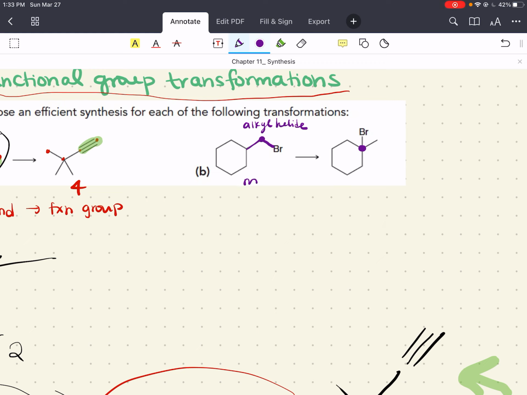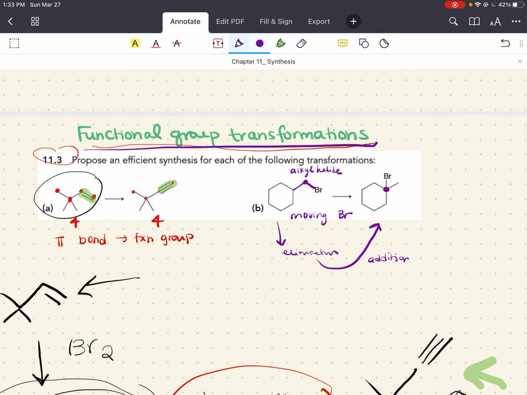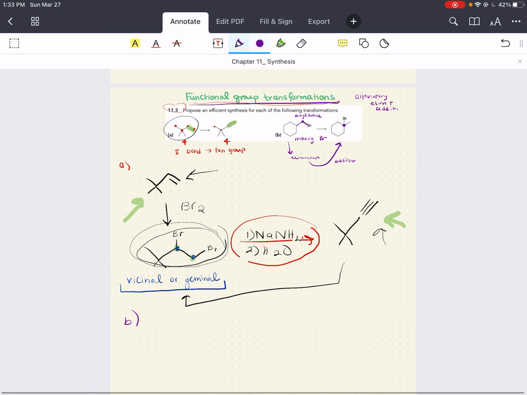We're moving the bromine. Now, the best way to do this is probably to do an elimination reaction first, and then do an addition reaction to get there. One good way of moving functional groups, as well as moving pi bonds like we've talked about, is to take advantage of alternating elimination and addition reactions, going back and forth to move things to different positions. So that's what we're going to try out here.